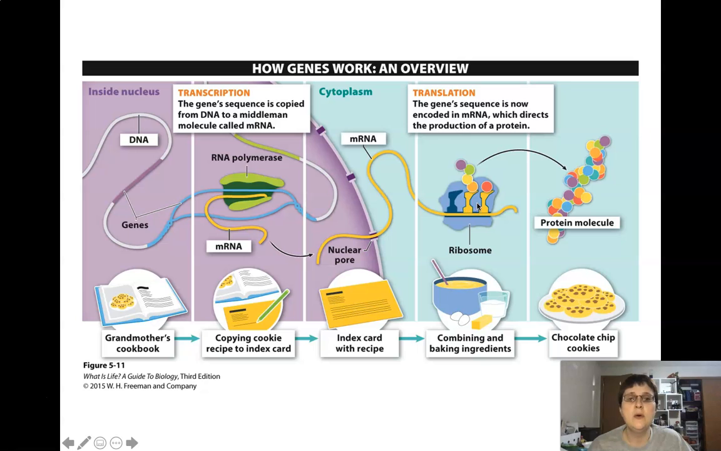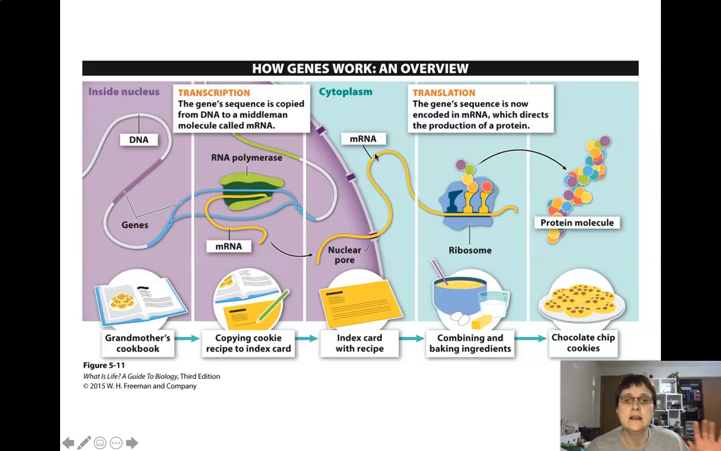Now the ribosome is going to work to help figure out this information, okay? But it's going to need some help, because this cookbook, Grandma's cookbook, my grandma's cookbooks are written in German. I don't know about yours. And let's say I don't speak German. What am I going to need to do? I'm going to need to translate it, right? Well, the same thing is happening here.